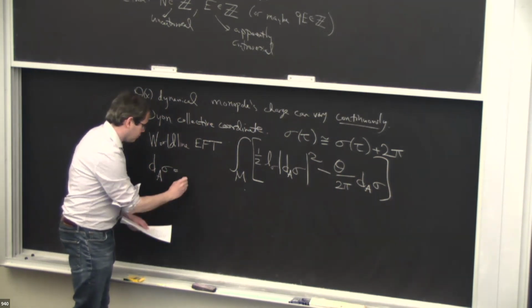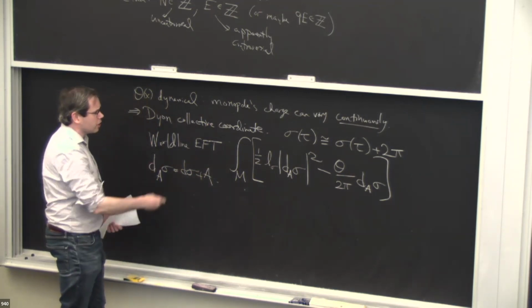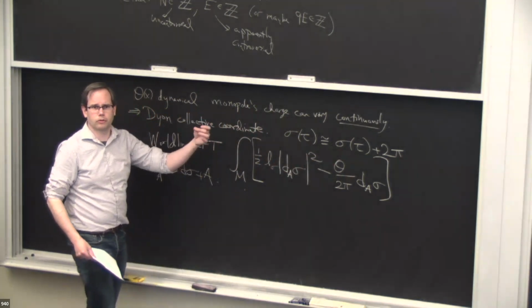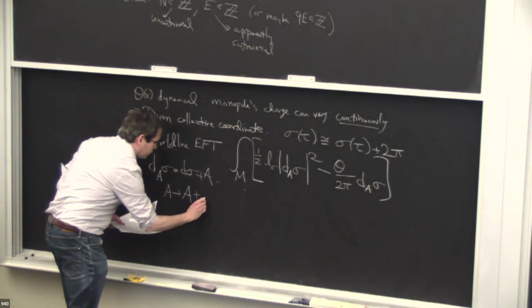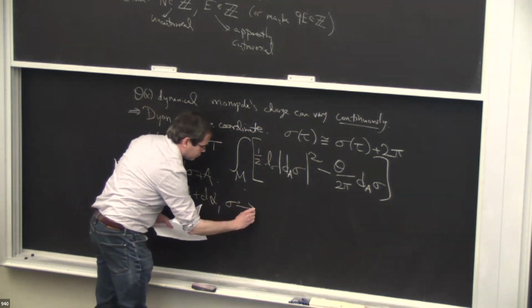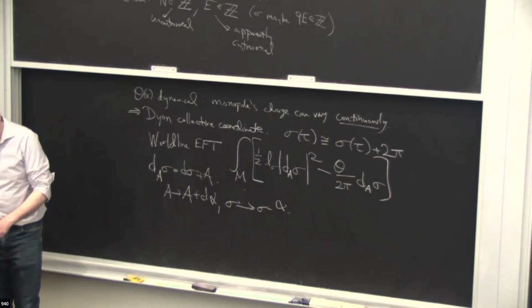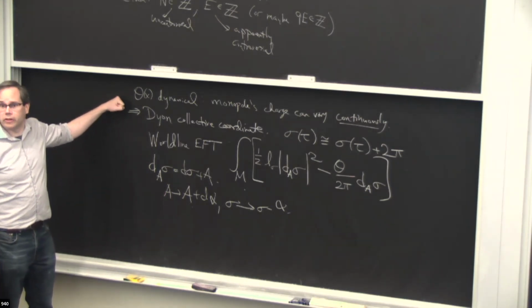That's just a covariant derivative, because sigma, it turns out, isn't just a 2π periodic scalar. It also shifts when you do a gauge transformation of your original gauge field A. So when A goes to A plus d alpha, sigma goes to sigma minus alpha. Okay. This is the right effective theory.